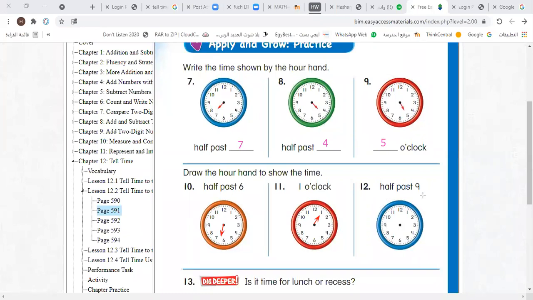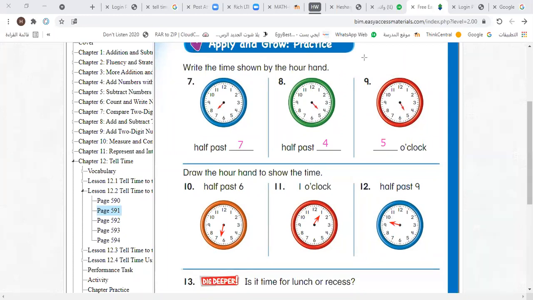Now let's answer number 12. Half past 9. To draw the hour hand, grade 1, in number 12, draw it between number 9 and 10, at the halfway between 9 and 10, because it's a half past 9. It means it's after 9. Make it like this, at the middle between 9 and 10. This is half past 9.